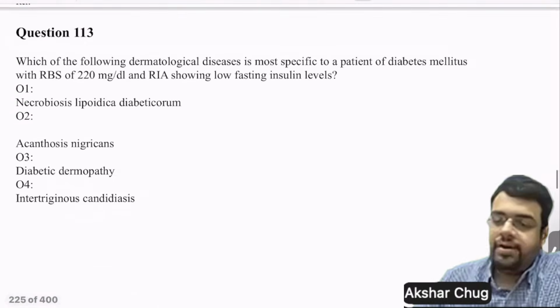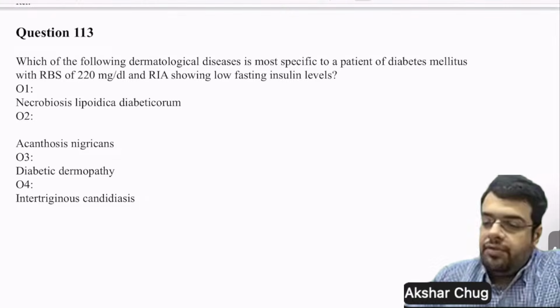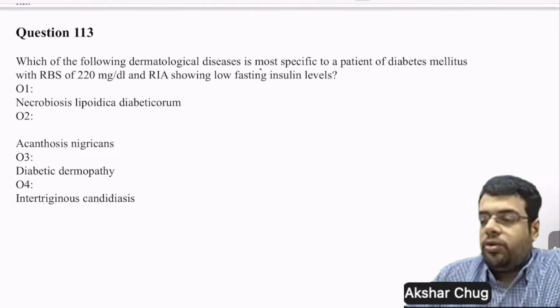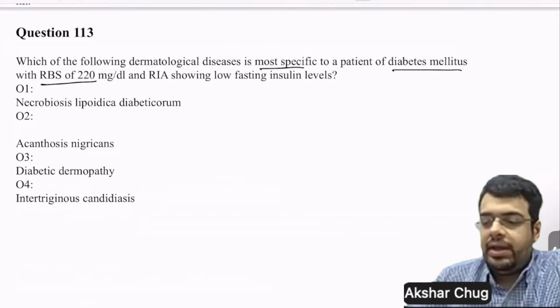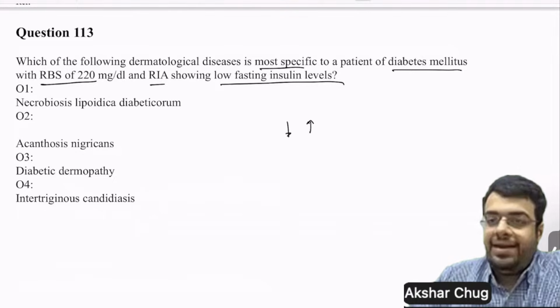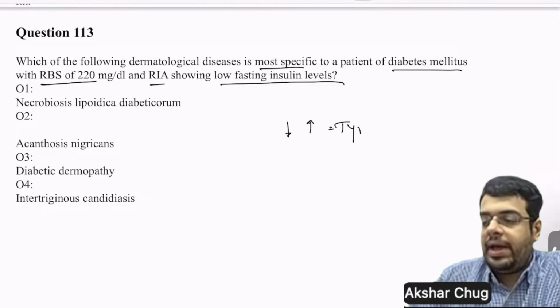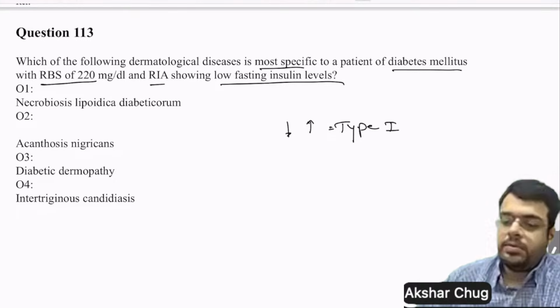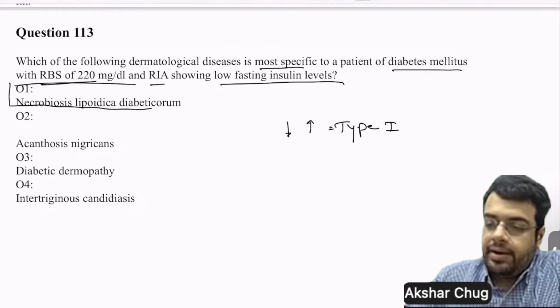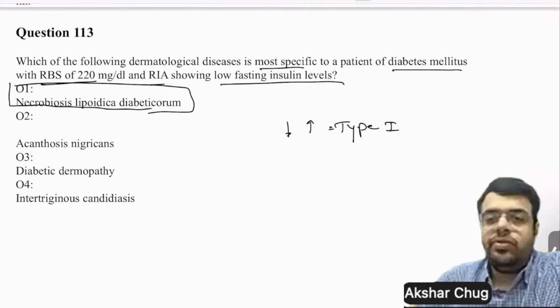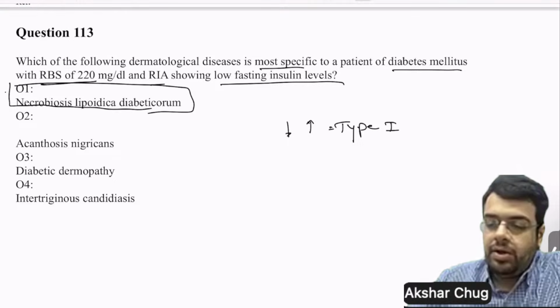Question 130. Which of the following dermatological diseases is most specific for a patient of diabetes mellitus with RBS 220 and RIA showing low fasting insulin levels? The insulin is low but the blood glucose is high, which is classically seen in type 1 diabetes. So out of the given options, necrobiosis lipoidica diabeticorum is typically associated with type 1 diabetes, so it would be the answer.